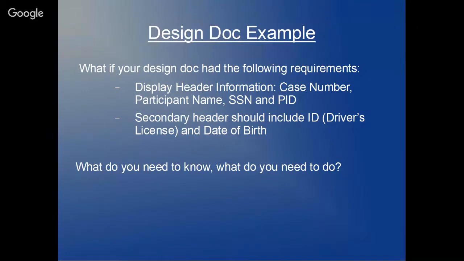So two points here. The display header has to show the case number, person's name, social security number, and their personal ID. And then the header below that should also include their driver's license and date of birth. Does that trigger any of the three we saw earlier? Because somebody said that's what the screen should show.